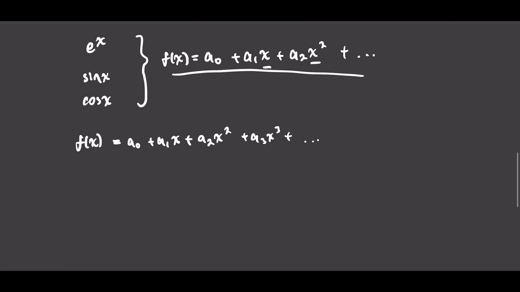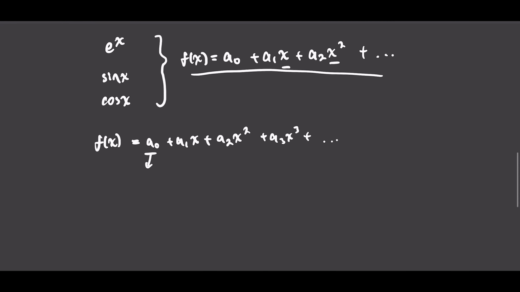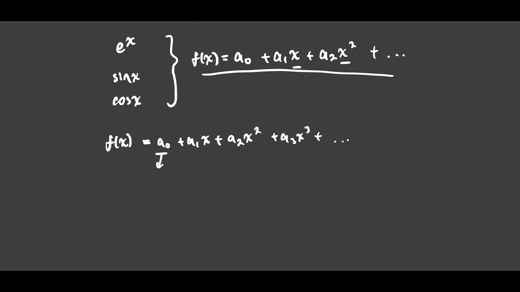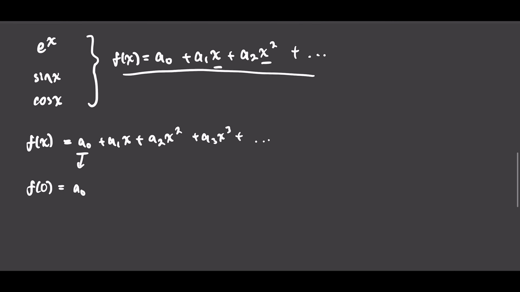But if we want to find a function, we need to find the coefficients. To do this, let's first find the first coefficient, a0. To do this, we need to remove the other terms. As such, we can set x to be equal to 0, leaving us with a0. Therefore, a0 equals f of 0.